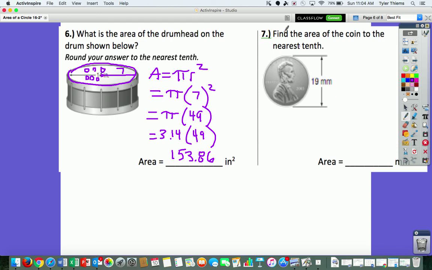For number 7, you have a picture of a coin, a penny. Find the area of that coin showing all your work. Press pause and do 7 on your own.